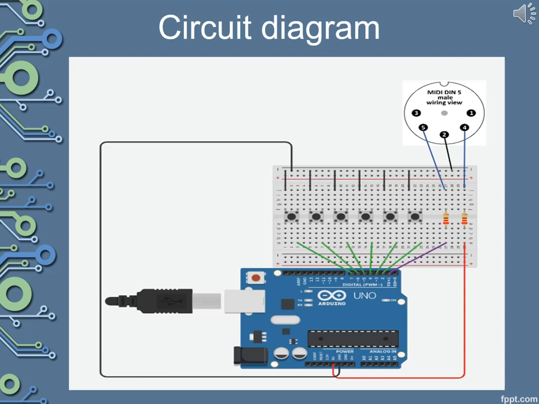Note that we use the input plug of the MIDI cable and connect pin number 2 with the ground. Connect pin number 5 with the resistor, where the other end of it is connected with pin number 1 from Arduino, and pin number 4 with 5-volt VCC separated by a resistor.